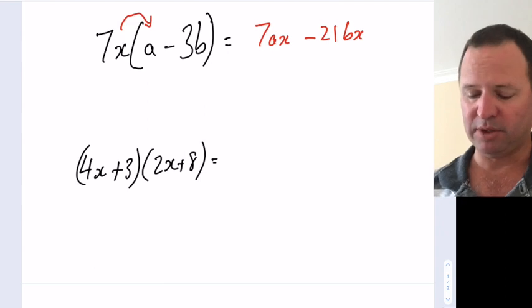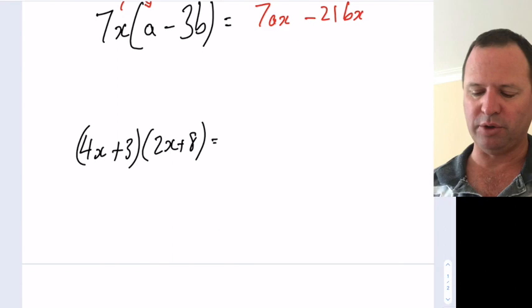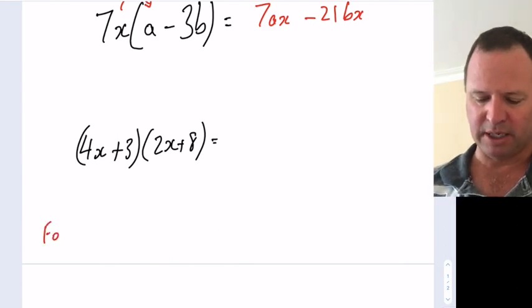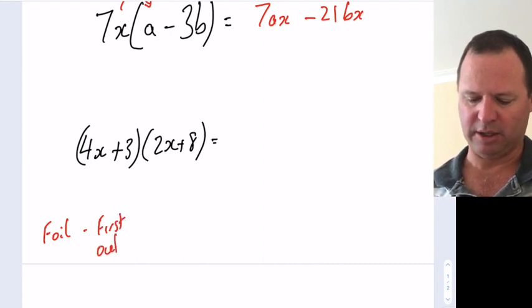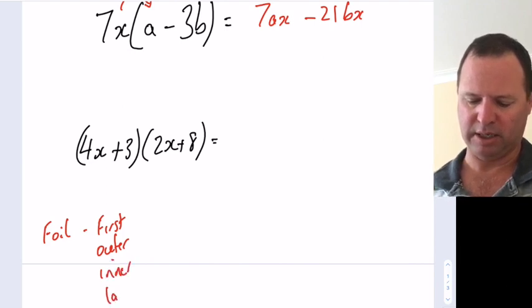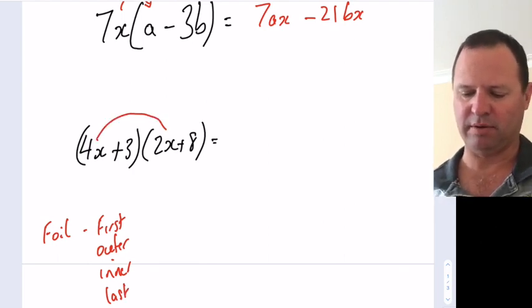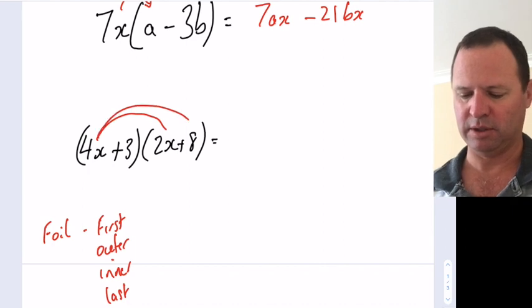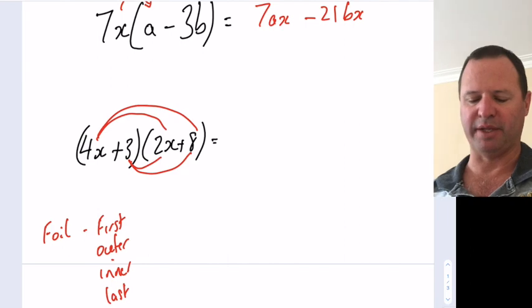Okay. This time the trick is I have to distribute. There's a couple of different ways the teachers may have taught you. One of them is FOIL. So it's first, outer, inner, and last. So it means those ones, then those ones. This is the way I do it, not FOIL. FOIL is a different one. That's the way I like.